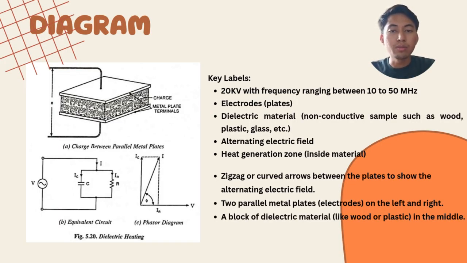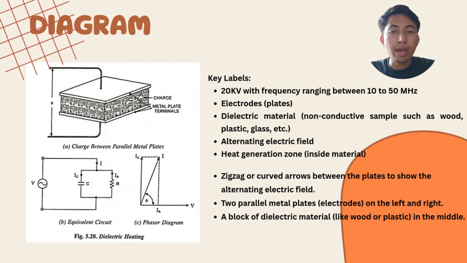Assalamualaikum, I am Muhammad Ali Razmi. I will explain the part diagram of the dielectric heating. As you can see, this is a basic setup for high frequency dielectric heating. The system consists of two metal electrodes connected to a high frequency AC power source. A dielectric material such as plastic or wood is placed between the electrodes.